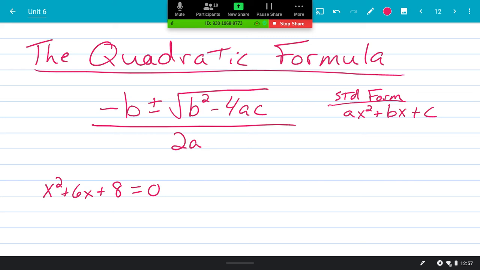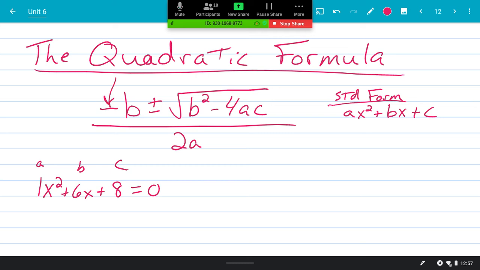Okay, so let's keep working. So in other words, there's a 1 in front of there. That's going to be my A. The 6 is going to be my B, and the 8 is going to be my C. So I simply plug those things into this formula.